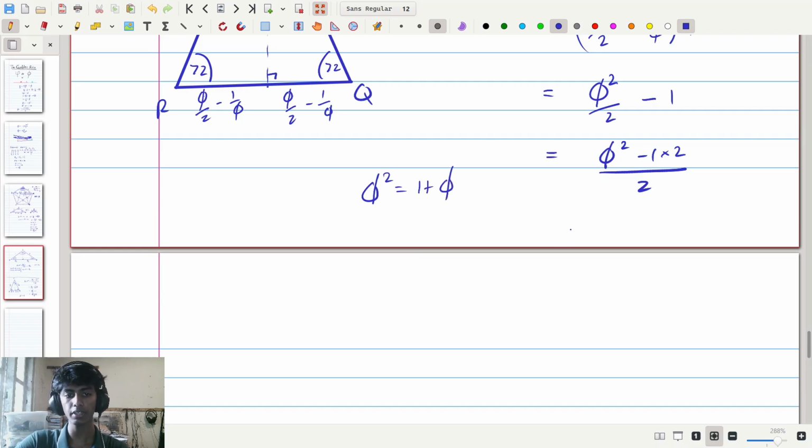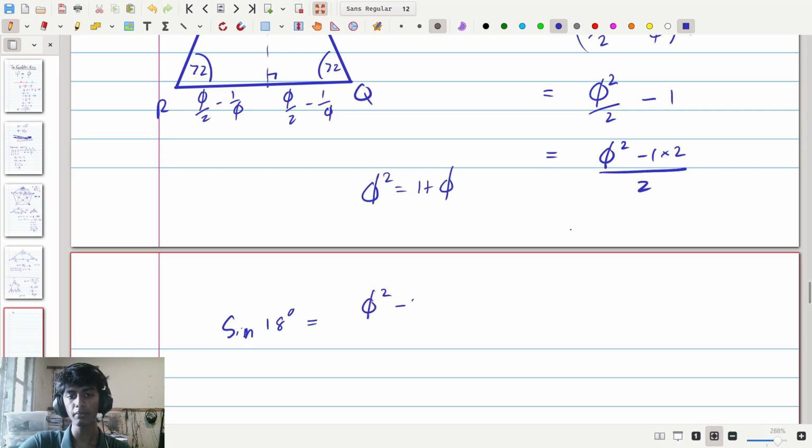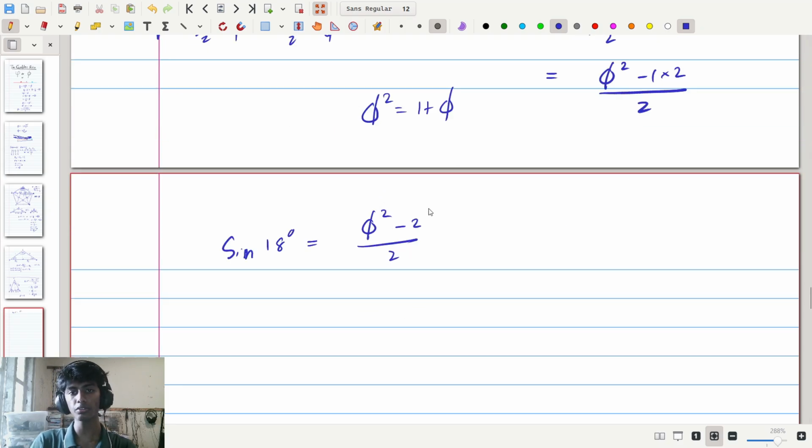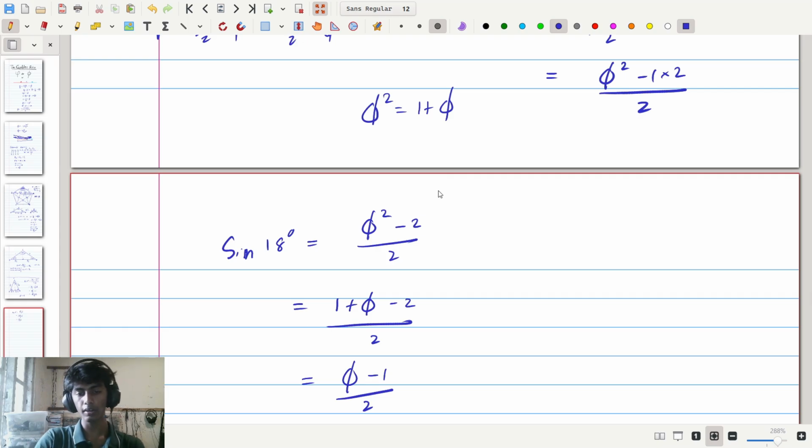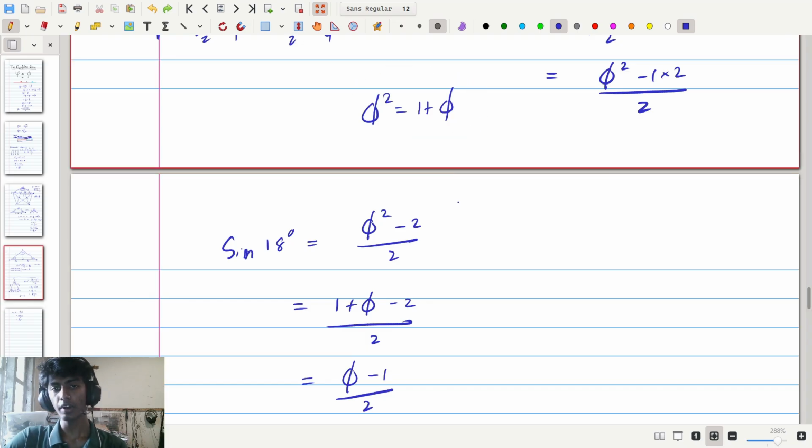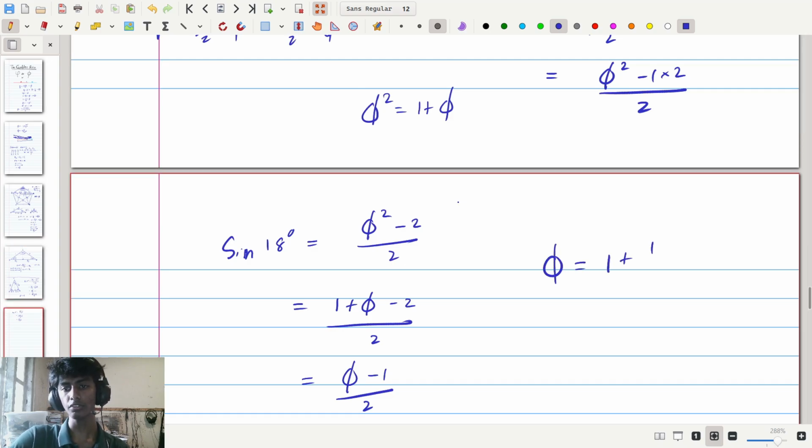Substituting that in, the sine of 18 degrees is equal to phi squared minus 2 on 2. Substituting phi squared as 1 plus phi, we have 1 plus phi minus 2 divided by 2, which we can then simplify to phi minus 1 divided by 2. Now this is again a place that we could stop, but we can actually simplify this even further. You might not believe me, but we can. Over here we can see phi squared is equal to 1 plus phi, meaning that phi is equal to 1 plus 1 divided by phi.